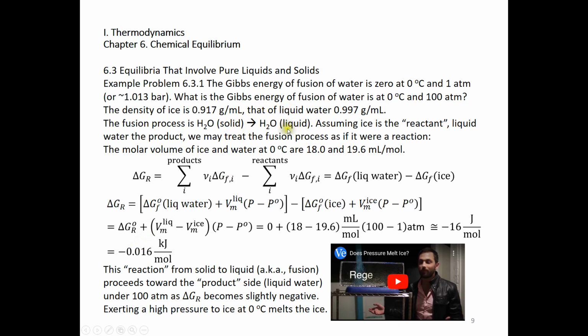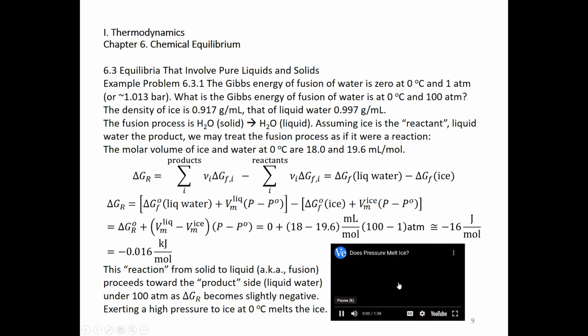What does that mean? That means if you exert a really high pressure, you may convert ice to liquid water. And now we're going to just watch a video. We're going to exert a really high pressure to ice at 0 degrees Celsius. It's going to melt the ice.